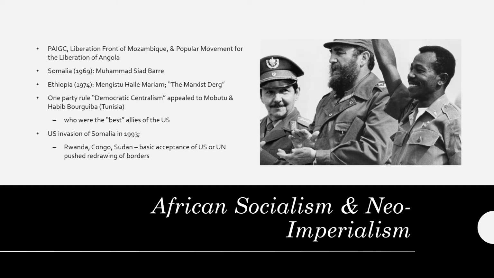One-party rule, or democratic centralism, as it was coined in Leninist terms, appealed to Joseph Désiré Mobutu and Habib Bourguiba of Tunisia, and these two individuals were actually the best allies of the United States during the period in question.